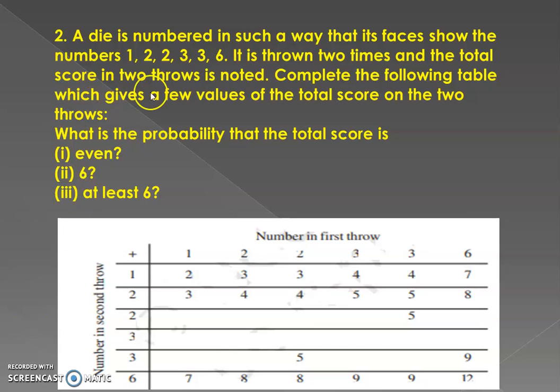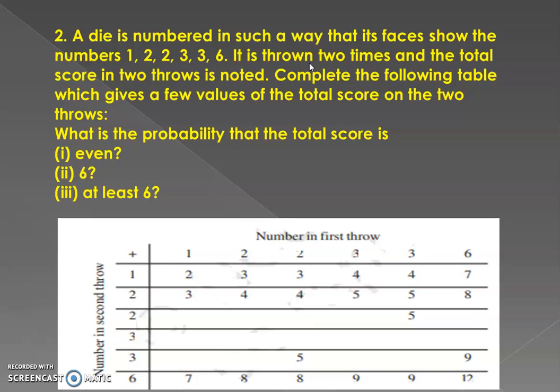So, second problem of the optional exercise. A die is numbered in such a way that its faces show the numbers 1, 2, 2, 3, 3 and 6. So this is not your regular die which is having numbers from 1 to 6. It is having 1, 2 written on 2 faces, 3 written on 2 faces and 6 written on 1 face. And it is thrown 2 times.